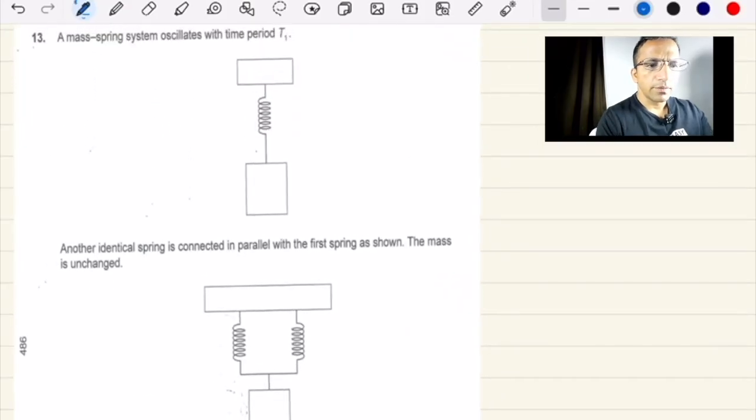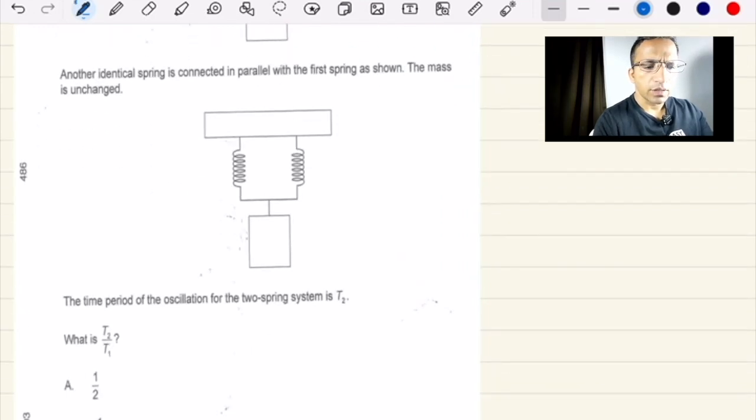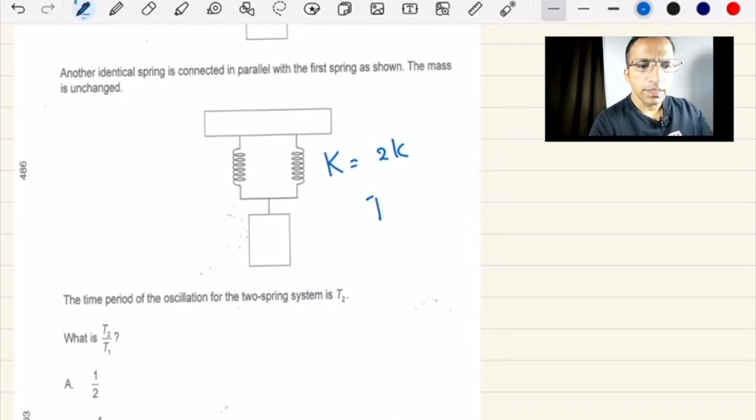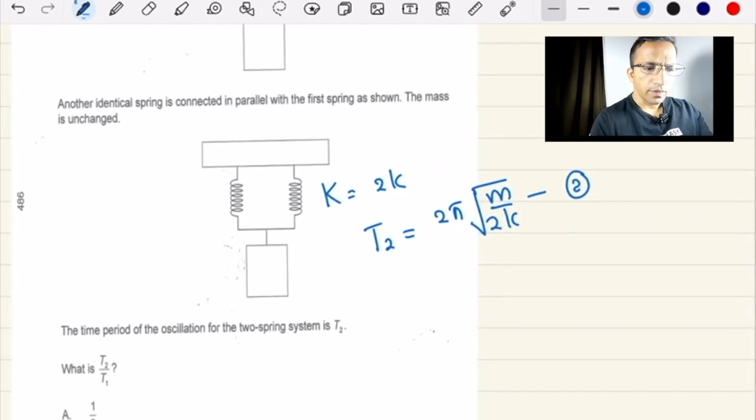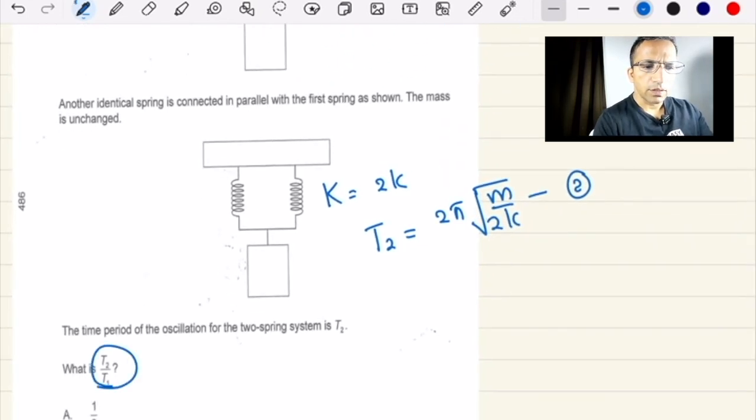Now, let's think about these two situations. This period is given in the data booklet. T1 is 2 pi m over k. Second thing to understand is this spring constant is actually twice of individual spring constants. So this period, let's say T2, is 2 pi m over 2k. Now these are two simultaneous equations. See what they want to hear. They want to hear T2 over T1.